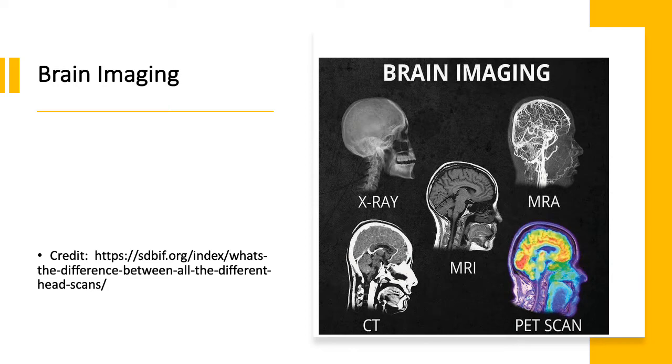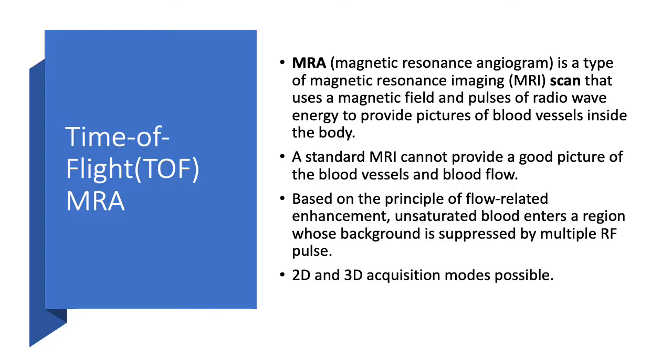There are a few different types of brain imaging techniques, including regular X-ray, CT, and MRI. For brain artery images, the MRA scan is preferable because it shows the arteries. MRA stands for magnetic resonance angiogram. It is a type of MRI imaging.